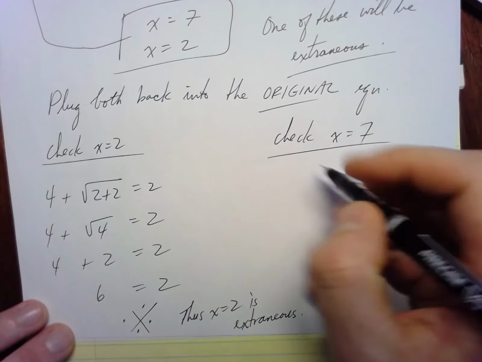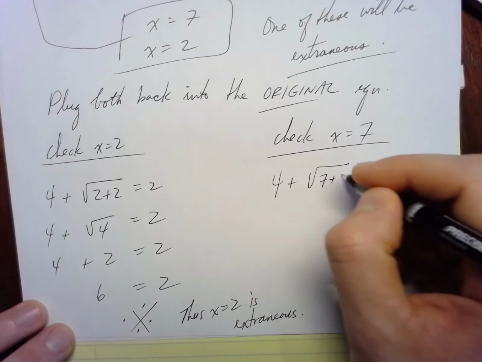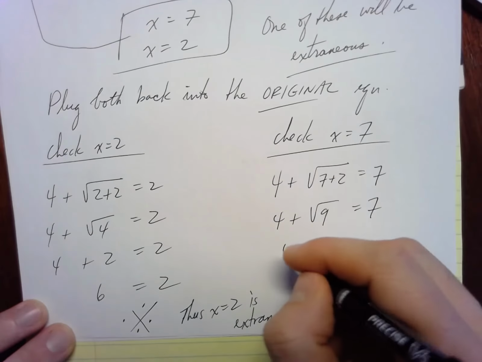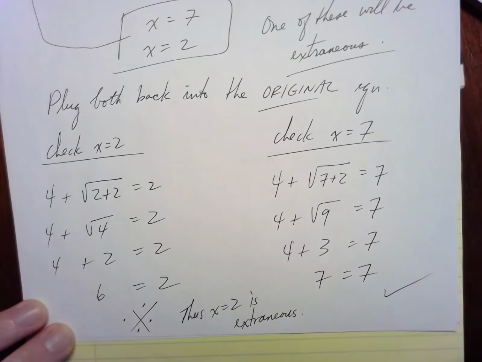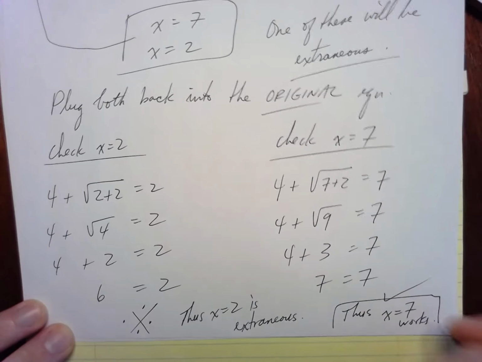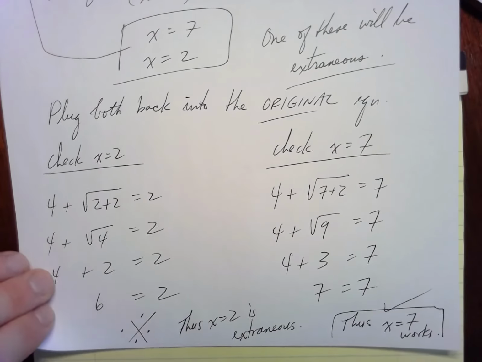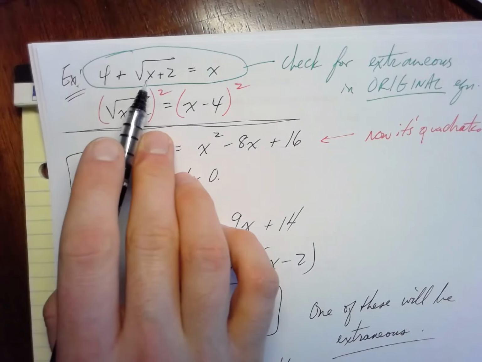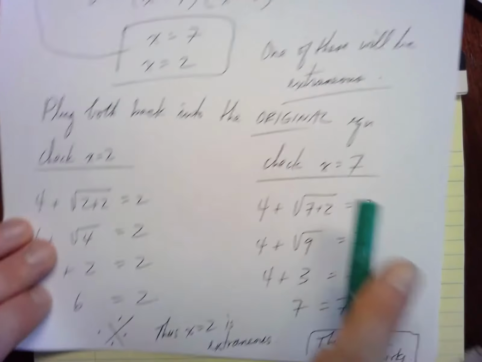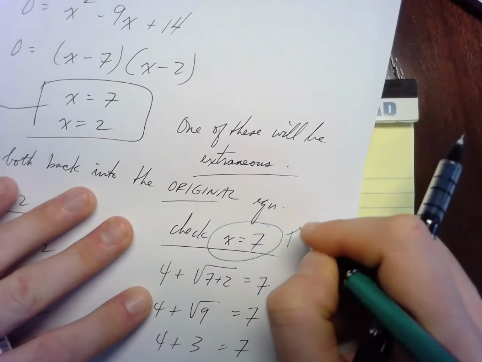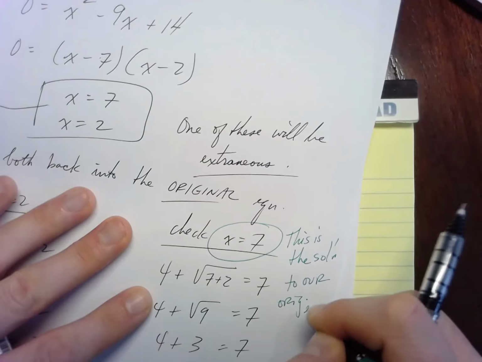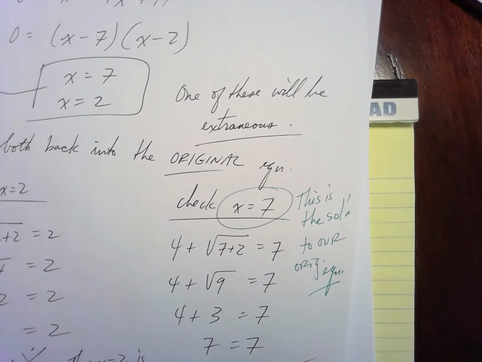Now I'll just show you that if we plugged in the 7 here, we're going to get that it works. So thus x equals 7 works. So what does that mean? That means that in our original equation, this 4 plus square root of x plus 2 equals x, the solution there is x equals 7. So this one works. That's the solution to our original equation right there, is x equals 7.